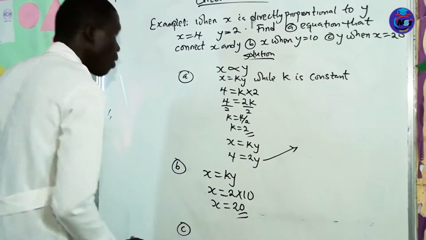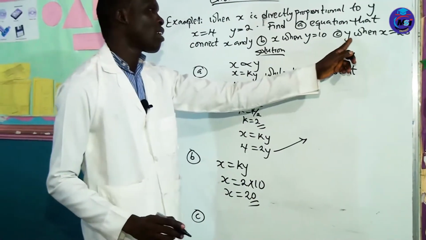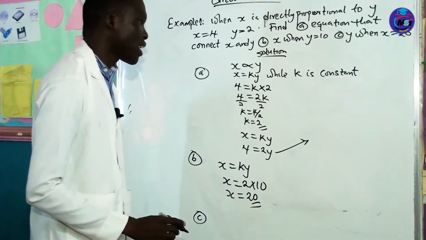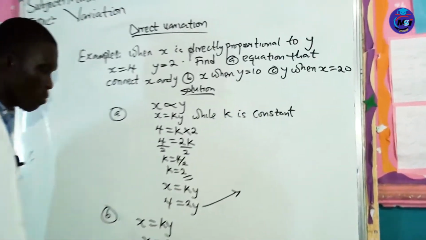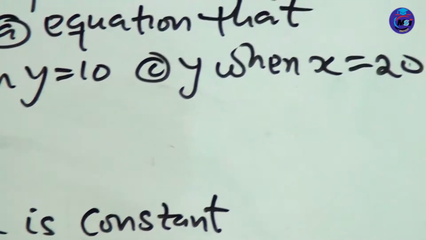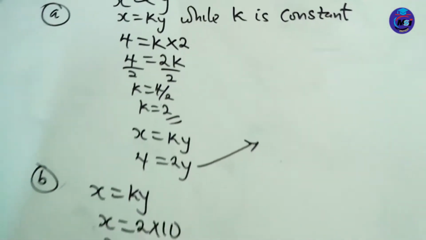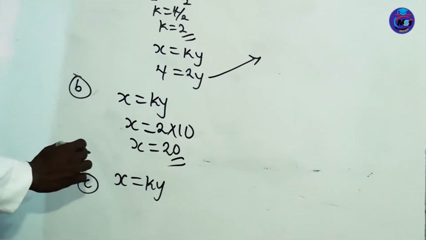Now let's look at the c part of it. We are finding y when x equals 20. So what are we going to do? Just repeat the equation. X equals ky. X is 20.